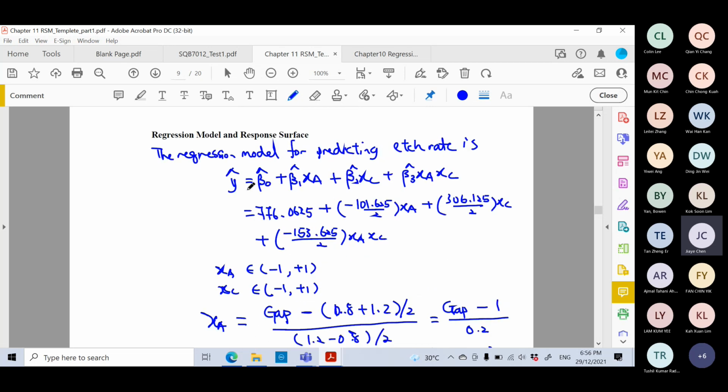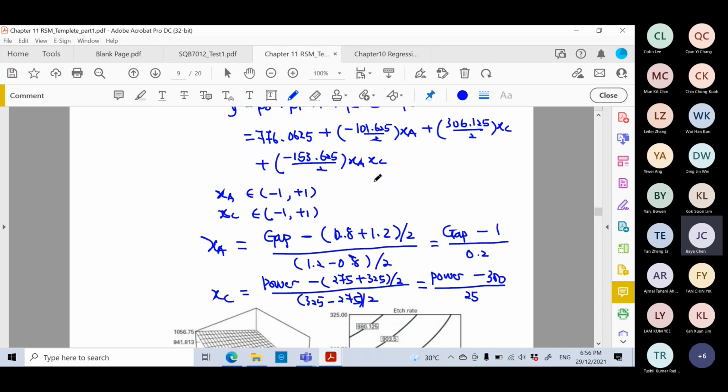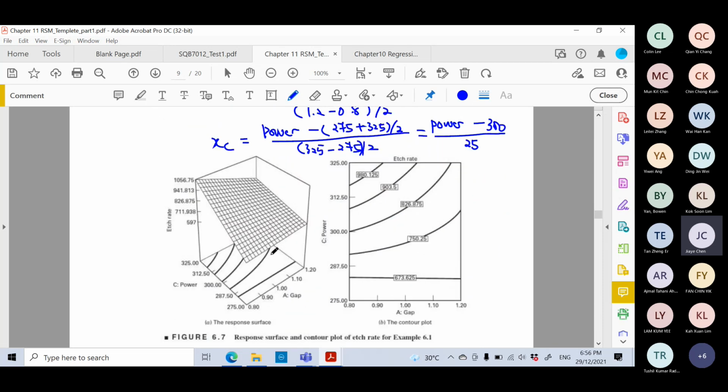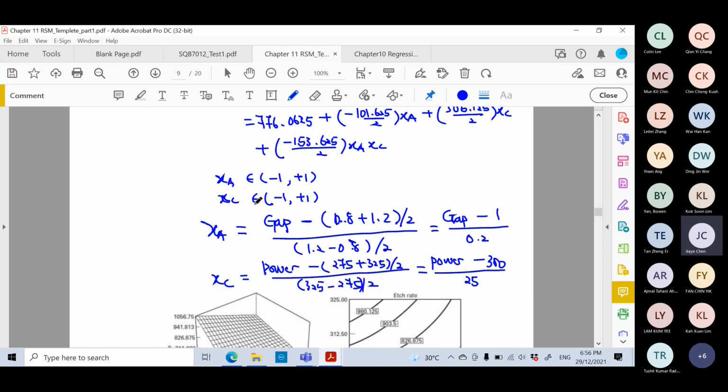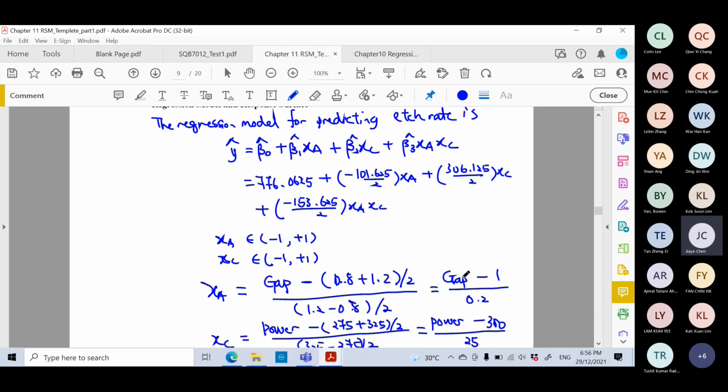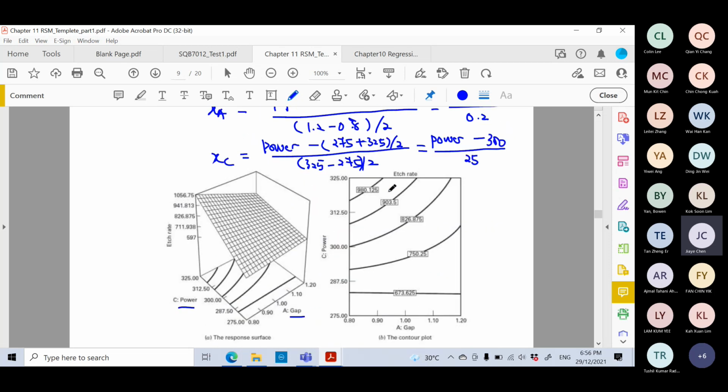So this is the fitted equation here. If you want to get the contour in terms of the power and the gap, of course you need to substitute XA as the gap minus 1 over 0.2, and XC as the power minus 300 over 25 into the equation. Then you rewrite the equation, and you can get the following contour plot.